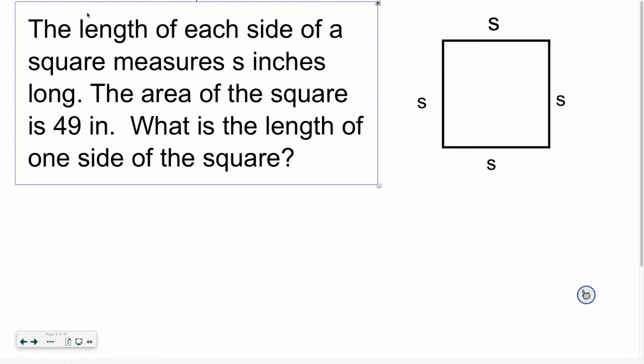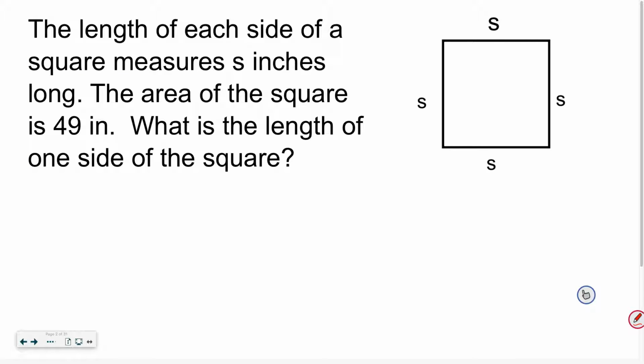Okay. Now we have a square here. The length of each side of a square measures S inches long. Here's our square. Each side is S inches long. The area of the square is 49. We want to find the length of one side.